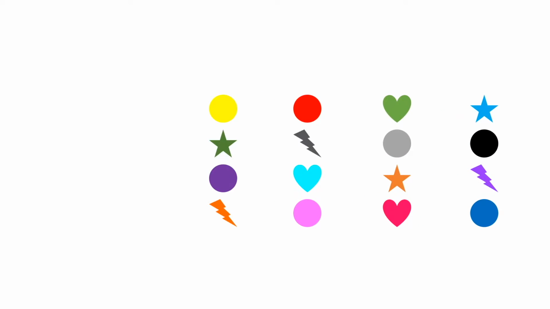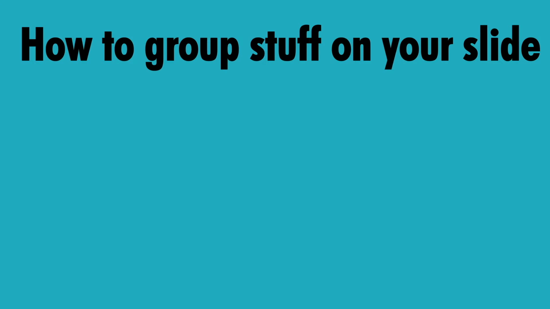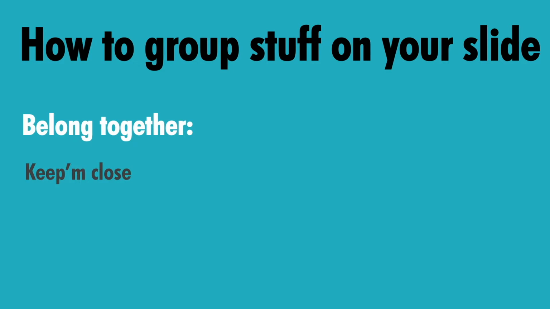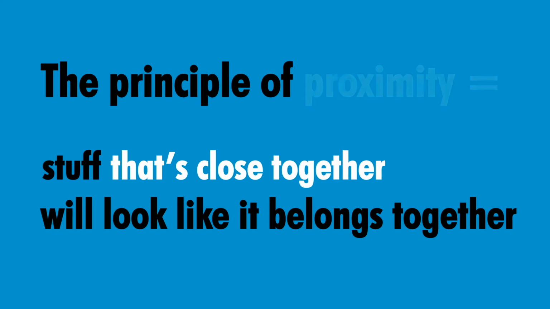And if I add some more space in between here, now you probably see 4 columns of shapes because the shapes within each column are now closer to each other than the shapes in the other columns. So the key here is that if you want to make things on your slide part of the same group, then make them close to each other. On the flip side, if you want to tell your audience that elements aren't in the same group, then add some space in between them. So that's proximity. Now let's talk about similarity.